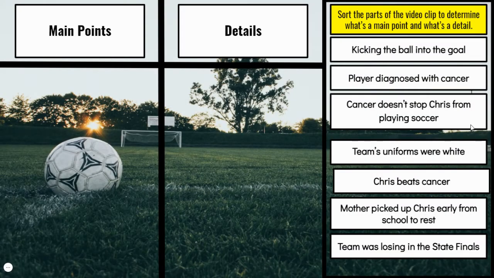Now that this video is fresh in your mind, we need to train our brain to only recall what's most important about the video. We will practice by completing this sort. In this sort, there are several pieces of information taken from the video. Some are main points and others are details. Try to separate the two by putting each phrase in the correct category. Pause the video and complete the slide now.